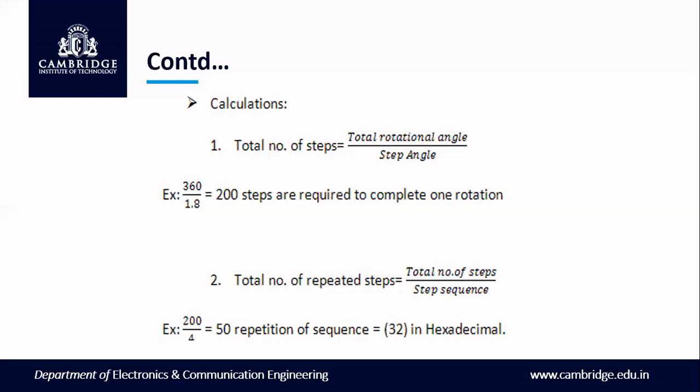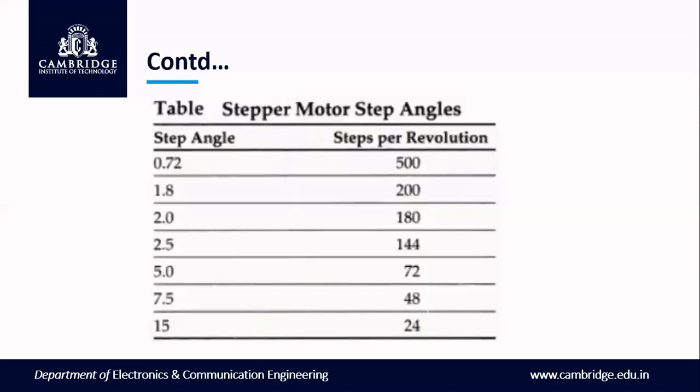Here, actually, we have different step sequences in order to feed the values to make the motor rotate. We have an 8 step sequence and a 4 step sequence. Based on that, we can calculate the repetitions, the total number of repeated steps. So in this particular table, which is again very important in order to decide the step angle or the steps per revolution, as I told earlier, we need to remember the number of teeth present on the rotor. So based on that, we do this.